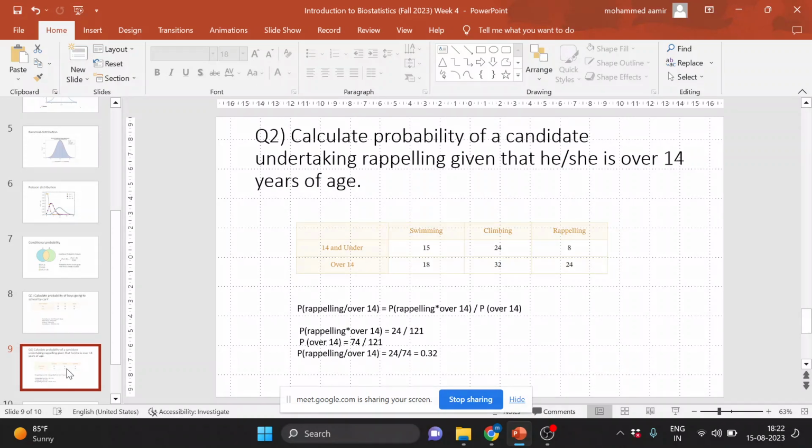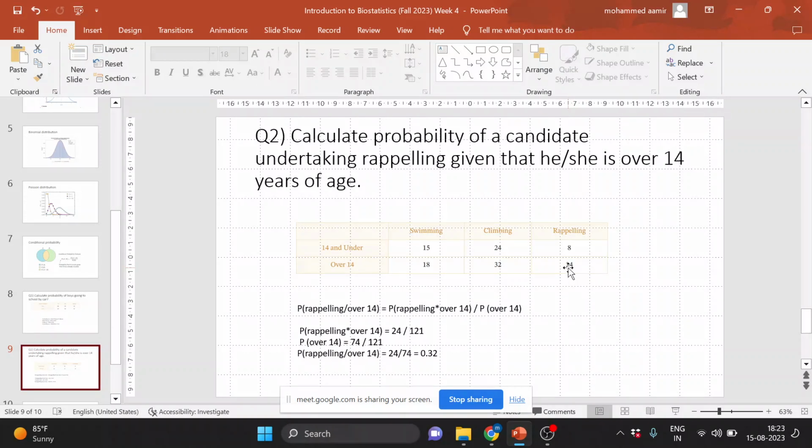Now you need to calculate the probability of a candidate undertaking rappelling, given that he or she is over 14 years of age. The same thing: the probability of rappelling given that they are over 14 is given by the probability of rappelling intersection over 14, divided by the probability that they are over 14. The probability that they choose rappelling and are over 14 is this.